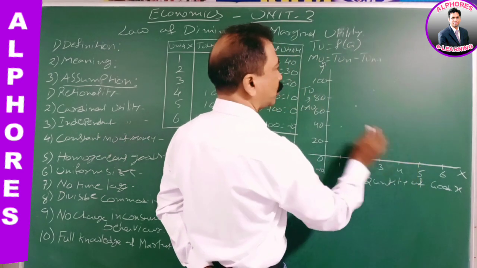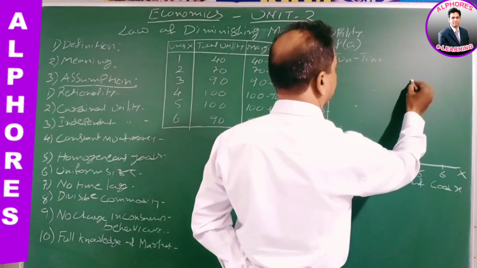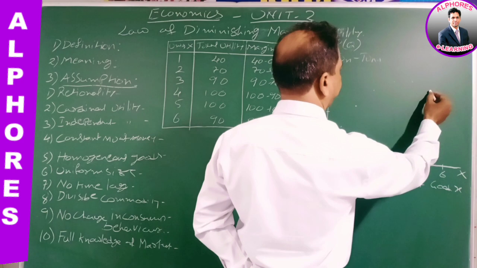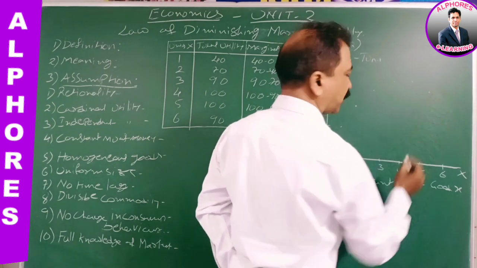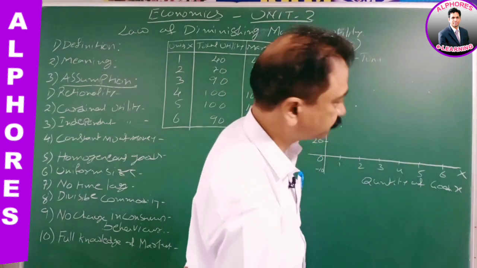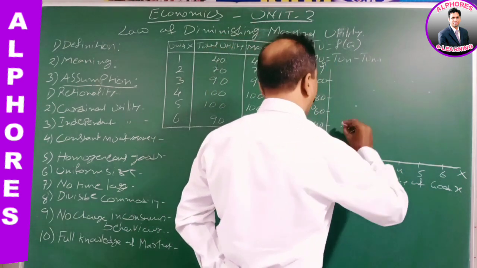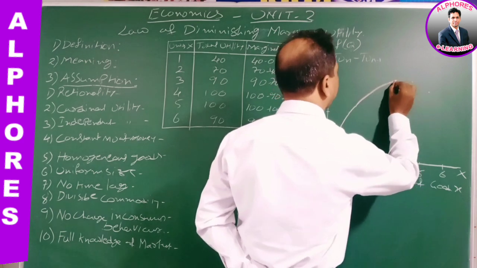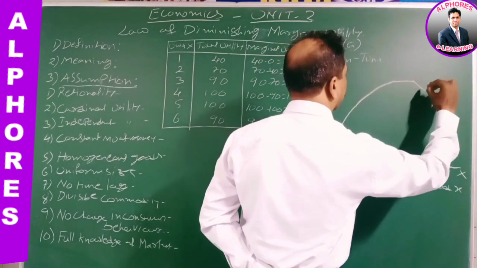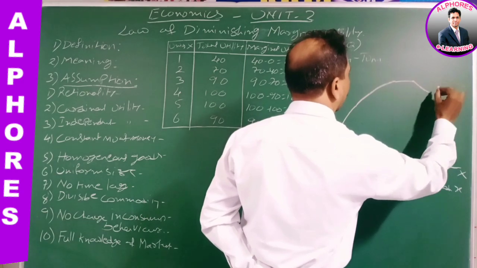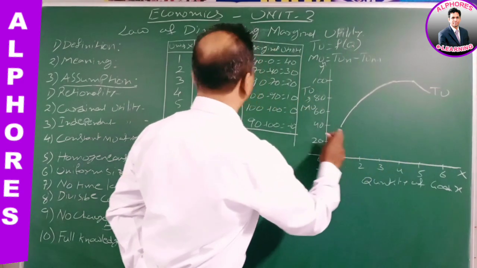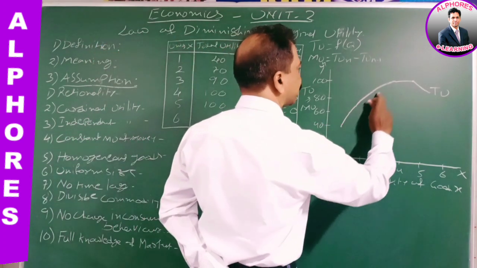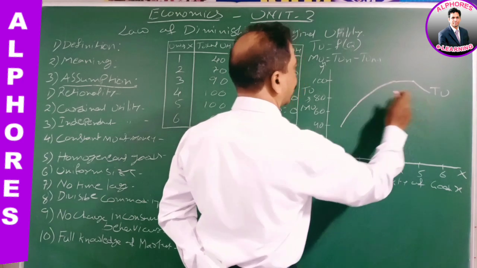With the fifth mango, it is constant again at 100. With the sixth mango, it started decreasing. It comes to 90 again. Let us put a different color to this one. So, this is the total utility. Total utility first increased, became constant and decreased.